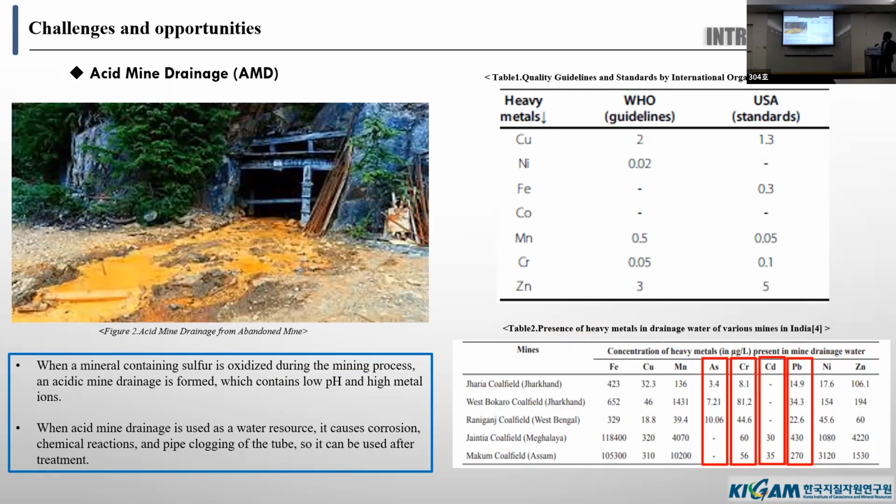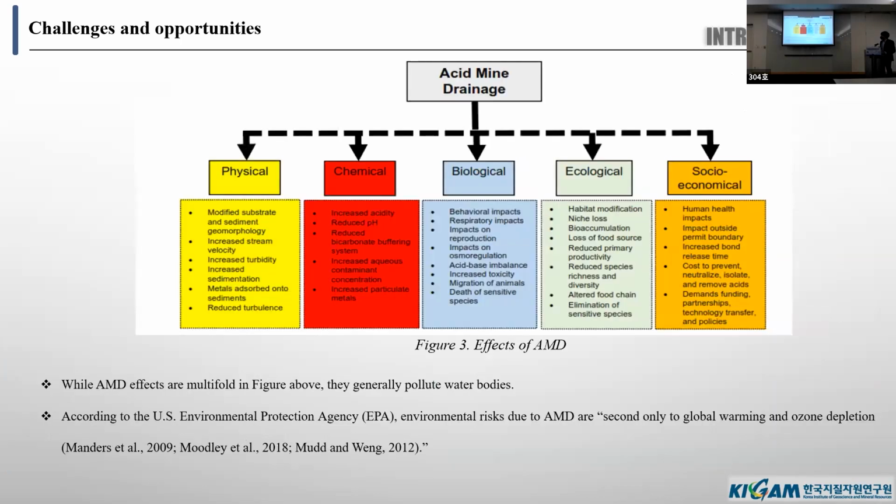So beyond the standard, the WHO and some countries' standards, the level is above the standard. This means we need to find some solution for AMD before releasing it to the environment. So this is the effect of the AMD. We can see the effect on physical, chemical, biological, ecological, and socioeconomic aspects. When we understand the effect of the AMD, we know the problem with the AMD, and we have to find a solution for this. And when we can solve the problem, this means the opportunity to move to a circular economy.